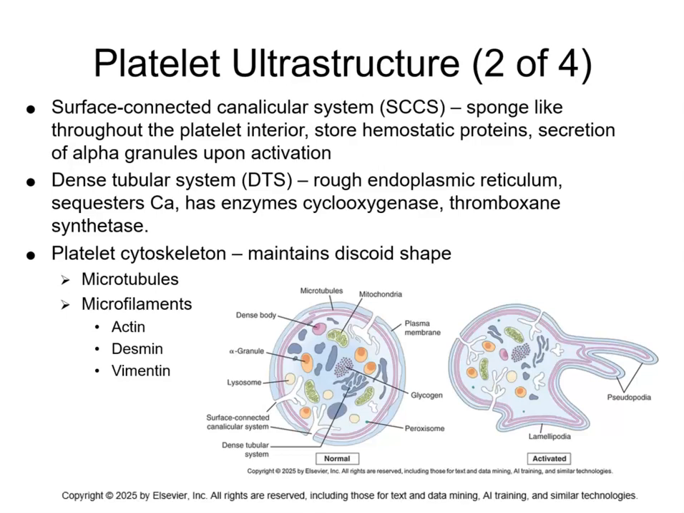So the dense tubular system, and you can see it from the pictures there, it's like a rough ER. It does have stuff that we need for adhesion and aggregation. It has calcium, it's got cyclooxygenase, it's got enzymes like thromboxane synthetase in it. So it has all the stuff we need.